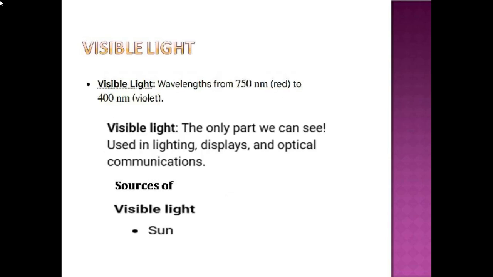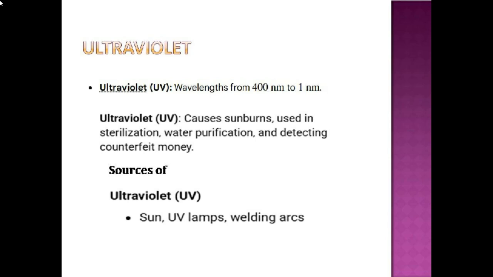Visible light, its wavelength is from 750 nanometers, that is the red end, to 400 nanometers, that is violet. Visible light is the only part we can see, used in lighting, display and optical communication, and the source of visible light is the sun. Ultraviolet or UV rays, wavelength from 400 nanometers to 1 nanometer. Ultraviolet causes sunburn, used in sterilization, water purification and detecting counterfeit money, and its sources are sun, UV lamp, welding arc, etc.